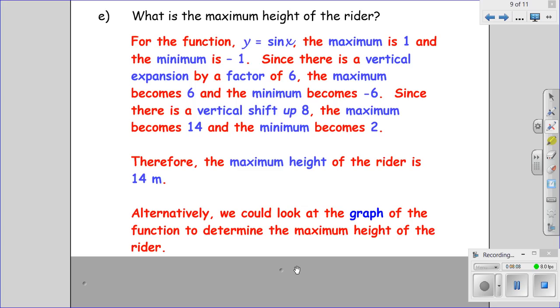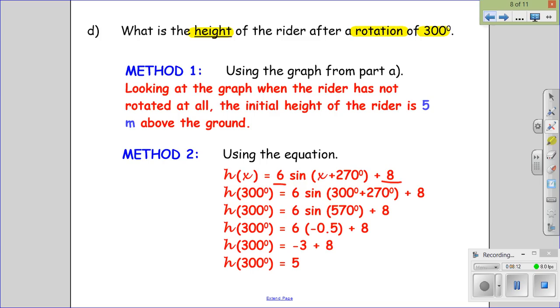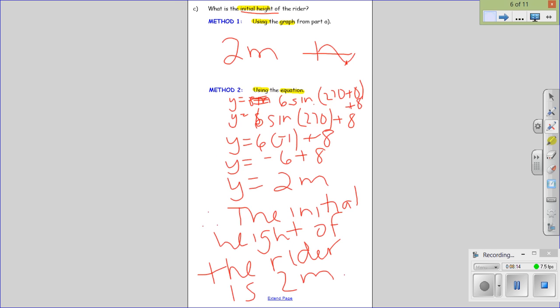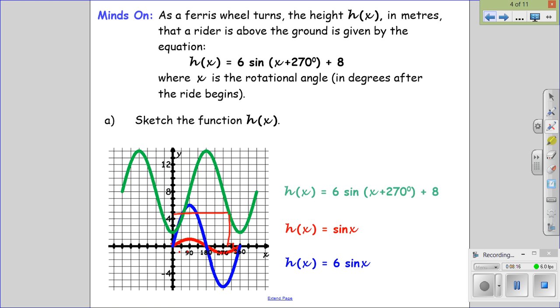Of course, since we graphed it, we would never do all of this work. We would just look at the graph and find the values on the graph, because why do more work than we need to unless the question specifically tells us to? Maximum at 14, minimum at 2.